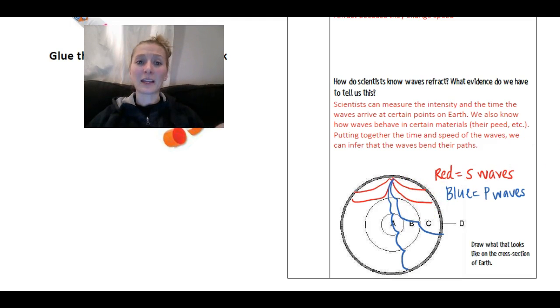It's kind of complicated, so you don't really need to know exactly how at this stage, just know that the waves do bend. And you'll see that they have this kind of curved path, depending on if it's an S wave or a P wave. Now, we'll get to why there are no S waves in this outer core in just a second.